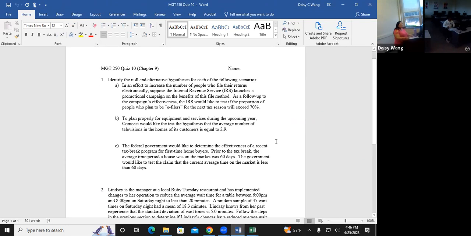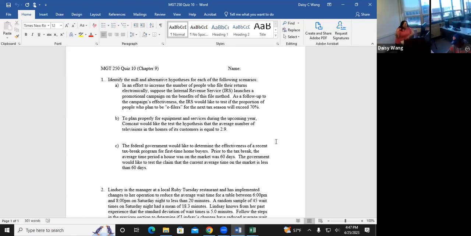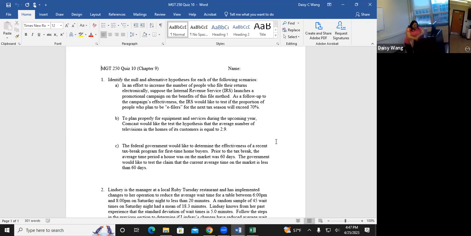First question is relatively easy. We just want to identify the null hypothesis and alternative hypothesis. So first one, the IRS. They want to see whether the effort to encourage people to file taxes online is successful. So they want to see if the proportion of people planning to e-file exceeds 70%.